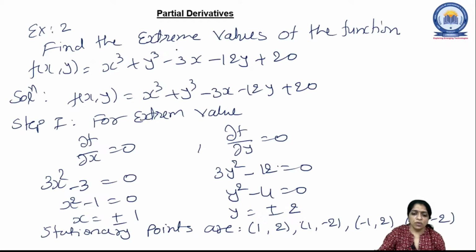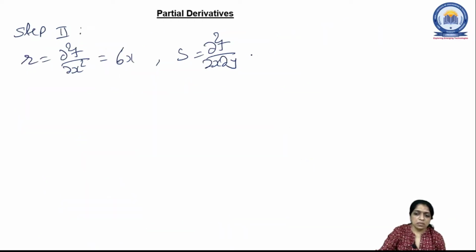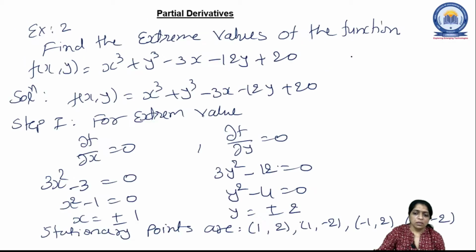So there is no y in del f by del x, and there is no x in del f by del y. So the value of s is 0 again. And t, that is del square f by del y square. So the second derivative of del f by del y, that is 6y.